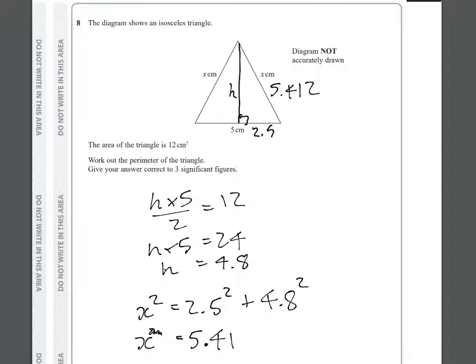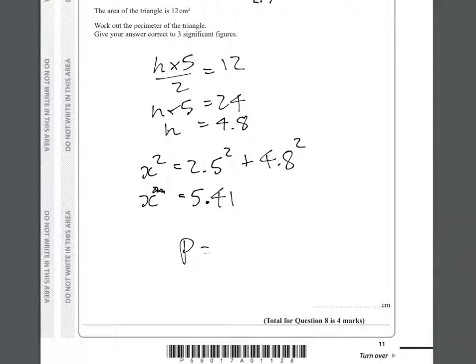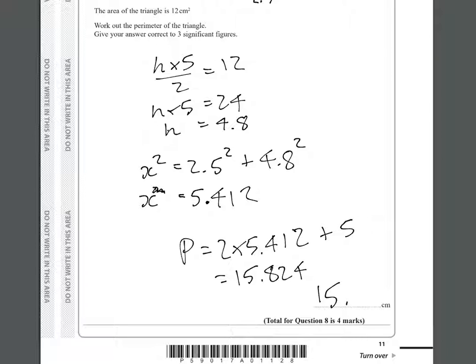5.412. So the perimeter is 2 lots of 5.412 plus the bottom, which is 5. So that's 15.824. So 3 significant figures, 15.8. Remember, always write the long answer first and then round it on the line.